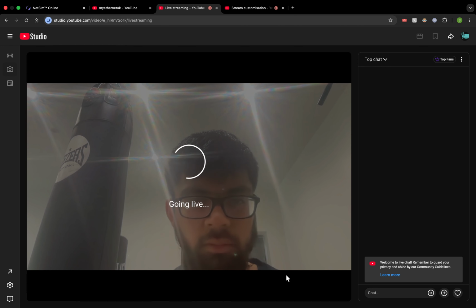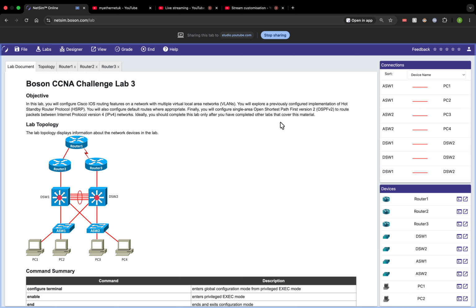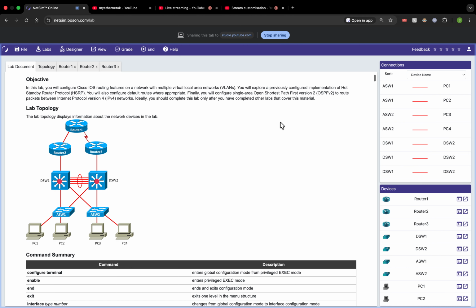It should be a good lesson for us to discuss all these topics and look at how we can configure them. In this lab, we're going to configure IOS routing features on a network with multiple VLANs. You will explore a previously configured implementation of Hot Standby Router Protocol (HSRP). You will also configure default routes where appropriate. Finally, you will configure single area OSPF to route packets between IPv4 networks. Ideally, you should complete this lab once only, after you complete all the labs that cover this material.